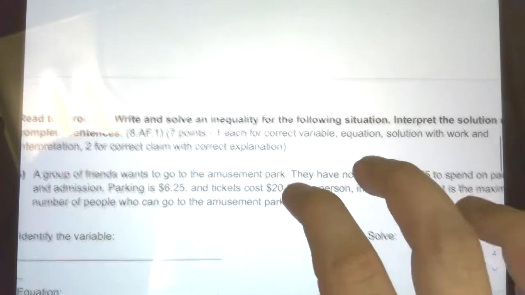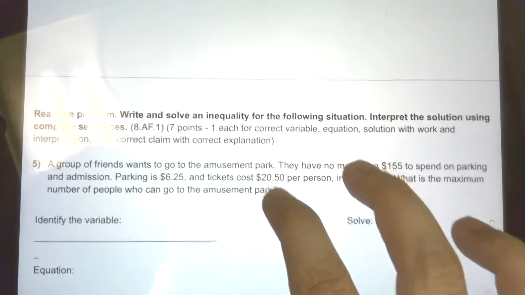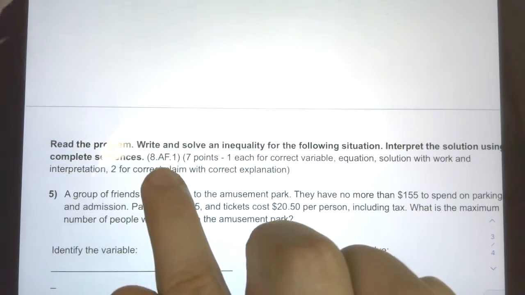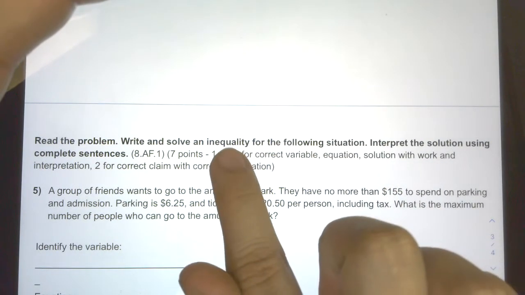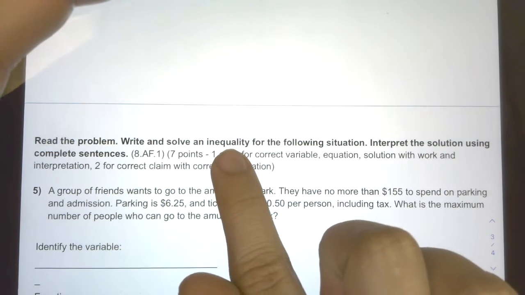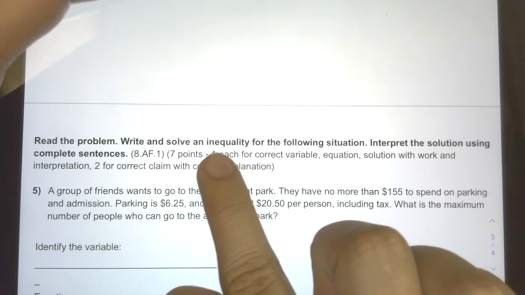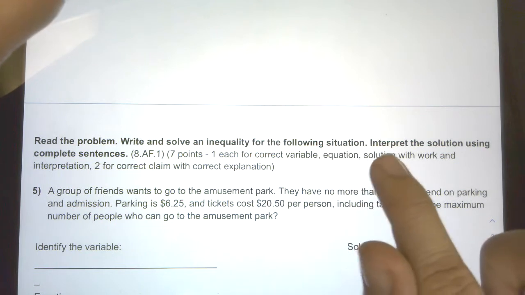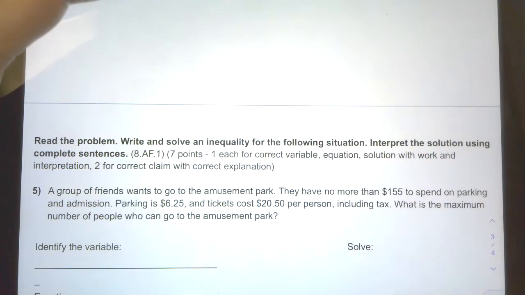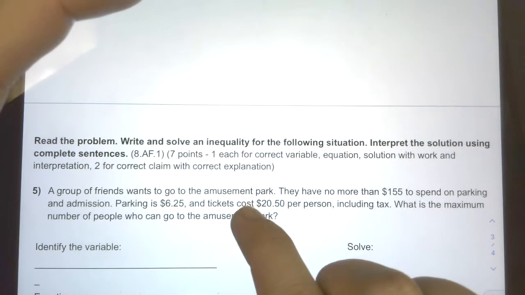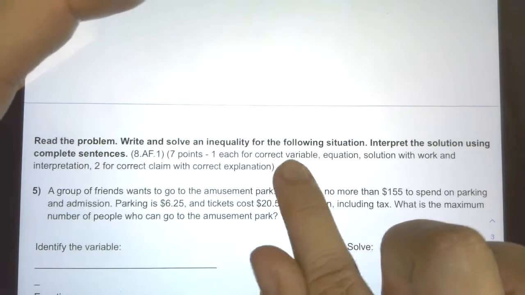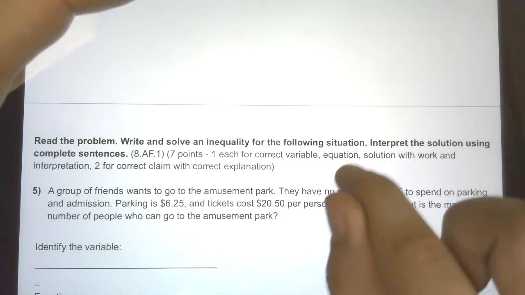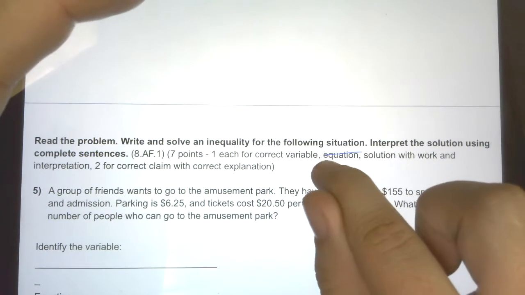So there we go. Couple more here, if I could find them. There we go. Here's the next one. So it says, read the problem, write and solve an inequality for the following situation. It tells us it's an inequality. There should be no equal signs at all on this. Interpret the solution using complete sentences. So similar question as the one above, except we have an inequality. 7 points for correct variable equation. That should say inequality. I'll fix that.